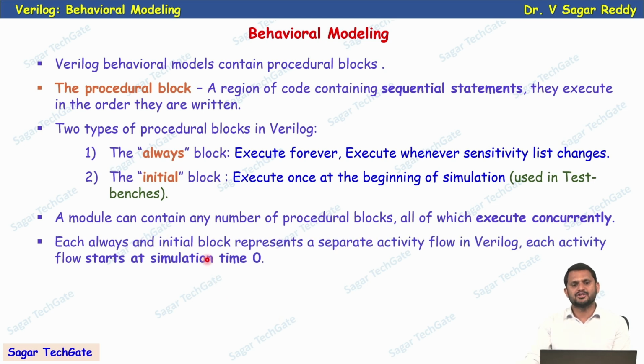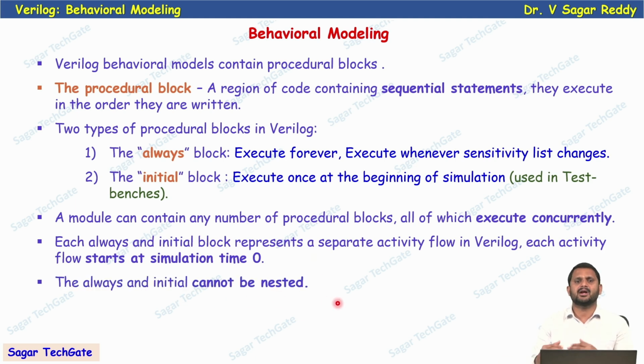Each always and initial block represents a separate activity flow in Verilog. Each activity flow starts at simulation time 0. Always and initial blocks cannot be nested. We cannot write one always block inside another always block, or an initial block inside an always block. So we cannot nest these always and initial blocks.